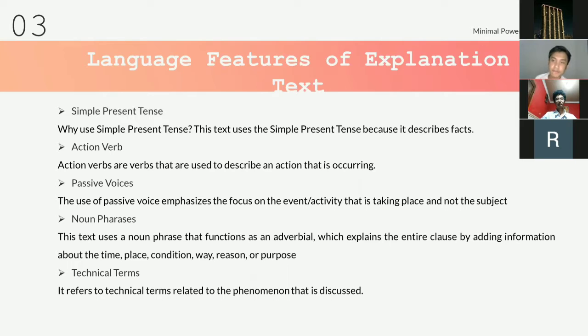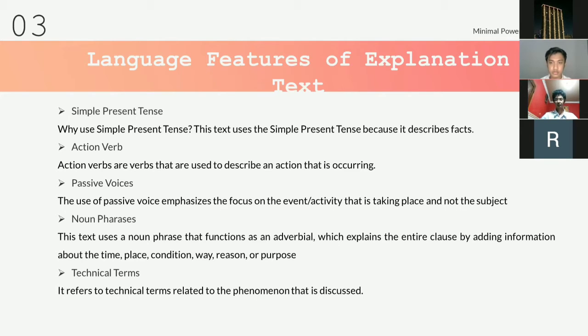The second one, action verbs. Action verbs are verbs that are used to describe an action that is occurring. So this is a type of verb that shows we do something. Let's take a look at the examples. The first one is, the lightning struck the tree. The second, the storm is flooding many houses along the coast. And the third one is, they inject the rat with drugs.